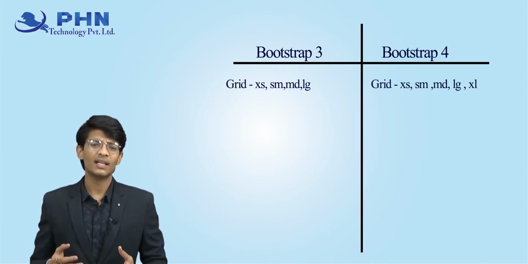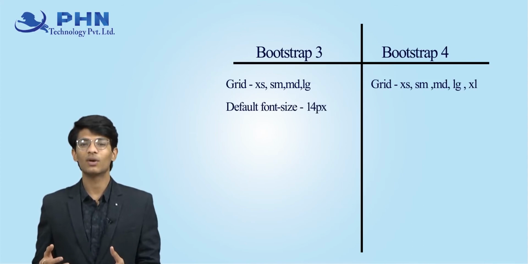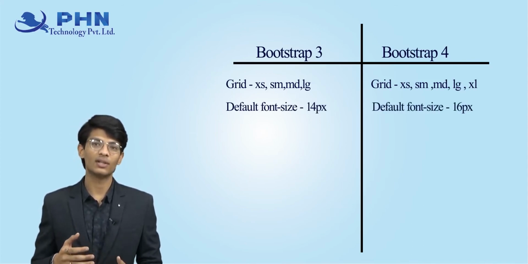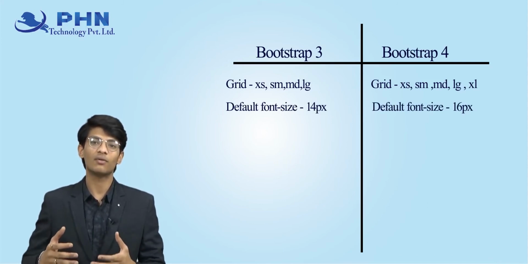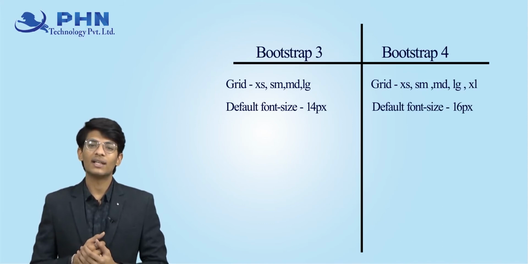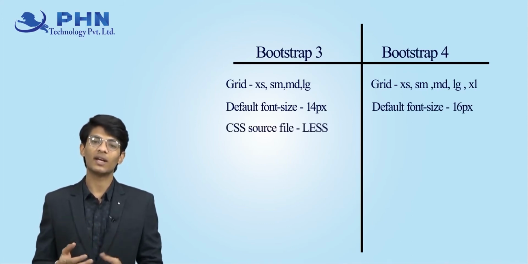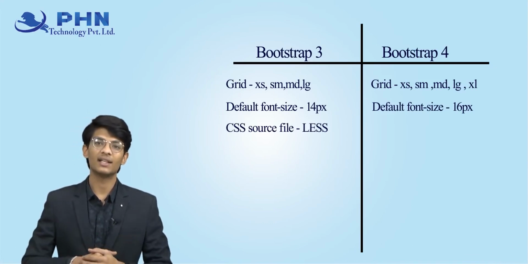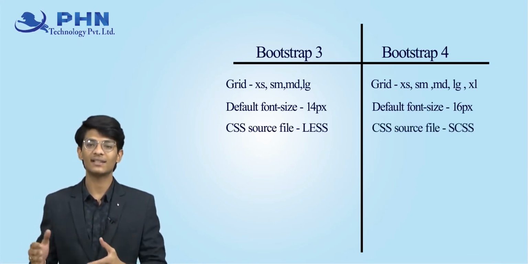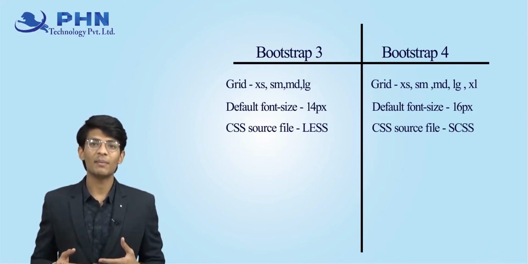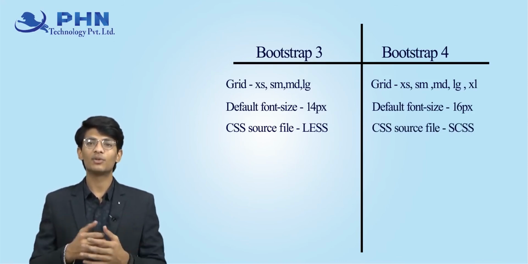In Bootstrap 3 the default font size was set to 14px, whereas in Bootstrap 4 the basic default font size is 16px. And the most important thing, the CSS source file in Bootstrap 3 was LESS, whereas in Bootstrap 4 that is SCSS. So let's just see what exactly I mean by using Bootstrap.